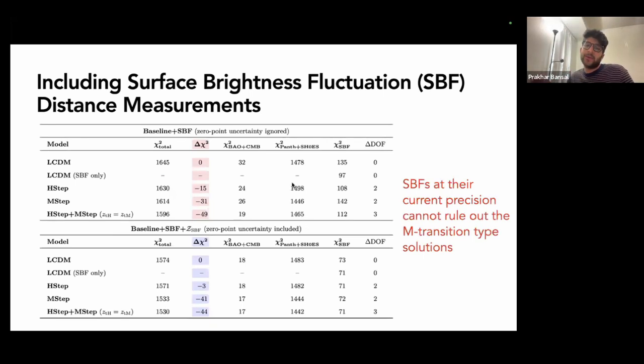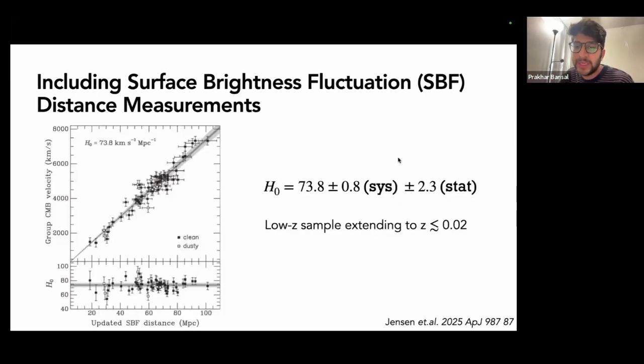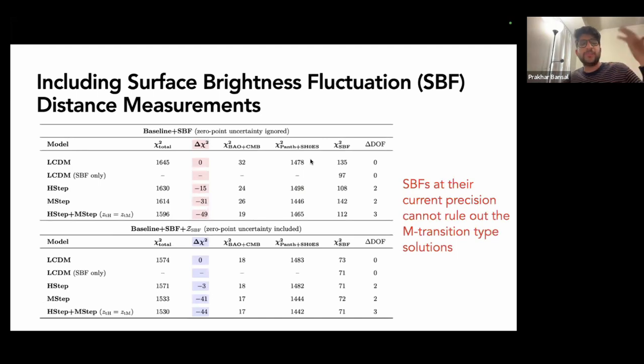If you don't include the zero point uncertainty, in some sense, if you ignore the systematic uncertainties, then we see that we have a major Hubble tension, because the measurement is just 73.8 plus minus 0.8, and this is not sourced from some absolute magnitude difference, right? In that case, the first part of our table, our delta chi-squares change massively from what I showed you earlier when we didn't have SBFs, right? So -1 each step improvement now went to -15, and this number was -40, which went to -31, right?